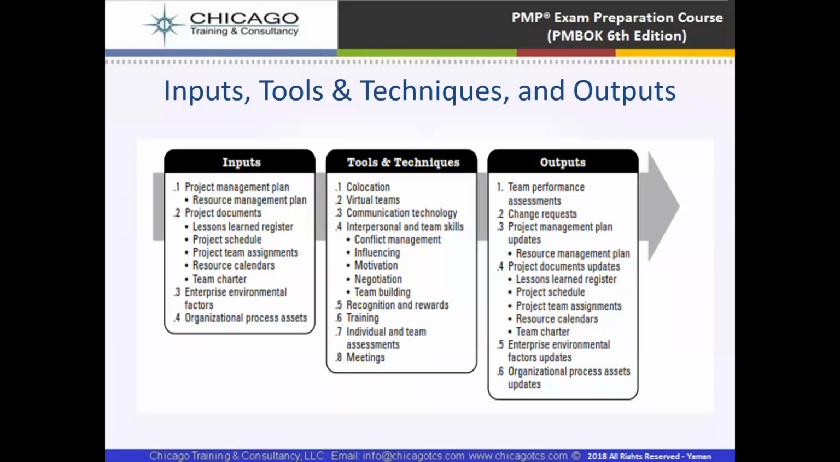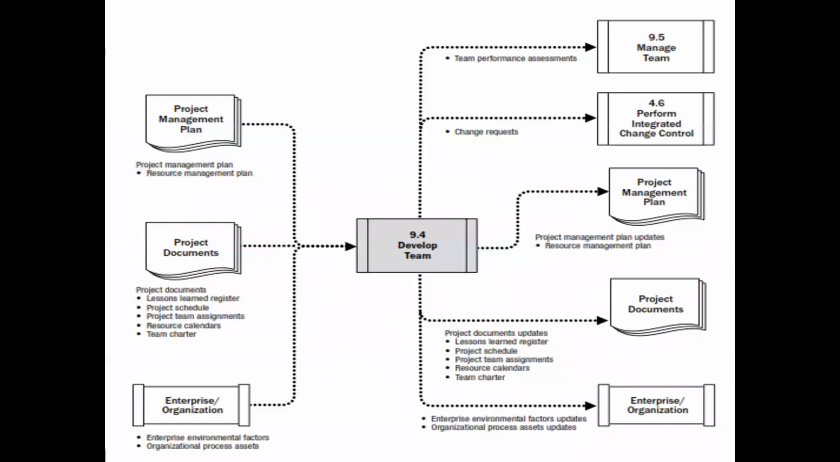These are the inputs, tools and techniques, and outputs of develop project team. There is a flow chart again. The flow chart includes the project management plan as an input, project documents also as an input, and enterprise environmental factors and organizational process assets as inputs. And then we have the outputs on the other side. Let us discuss them one by one.